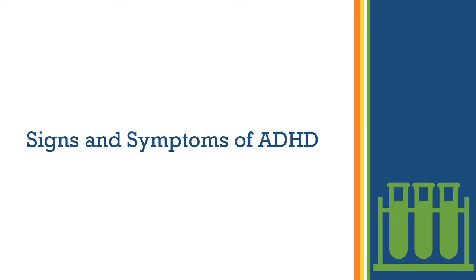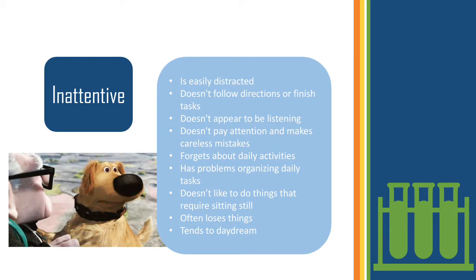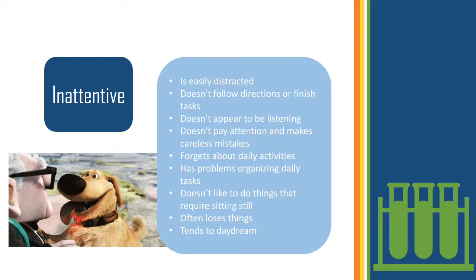Signs and symptoms of ADHD. There are three signs and symptoms of ADHD. First is the inattentive. The child is easily distracted, doesn't follow directions or finish tasks, doesn't appear to be listening, doesn't pay attention and makes careless mistakes, forgets about daily activities, has problems organizing daily tasks, doesn't like to do things that require sitting still, often loses things, and tends to daydream.